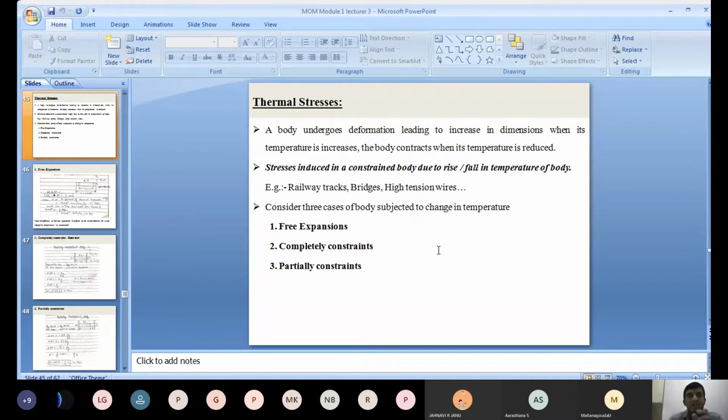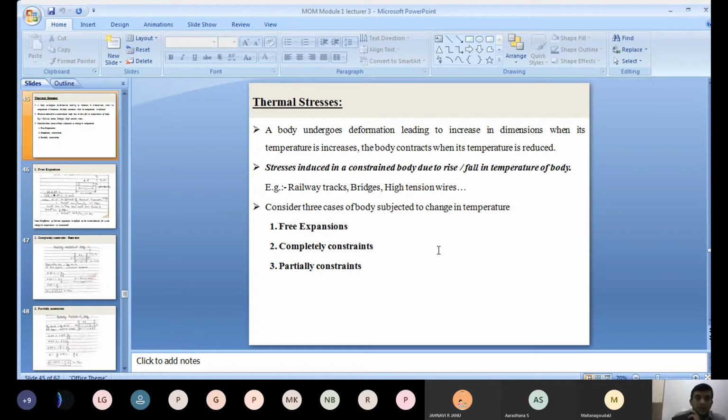Now the second case, if both ends are completely constrained, then due to rise in temperature of the body, what happens? If there is no constraint, it freely expands. But if constraints are there, the body tries to expand, but due to the constraint, the body will not deform. What happens from the support to the body? A compressive force acts over the body. Then it is a thermal stress developed in the body.